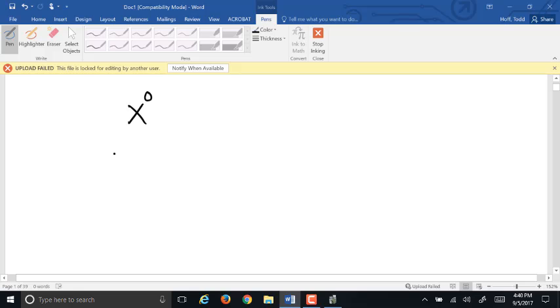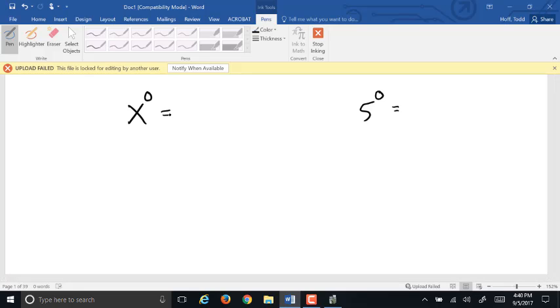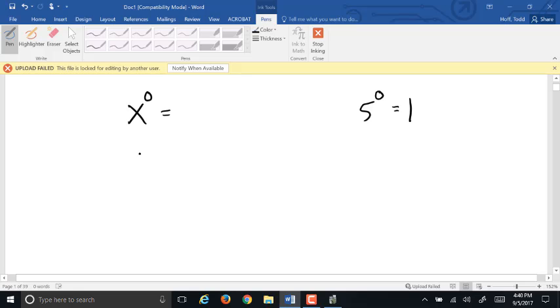What's x to the 0 equal? For that matter, what's 5 to the power of 0 equal? Well, some say just 5. Some say 0. I'm going to put out there 1. So the question that always comes back, why is it 1?